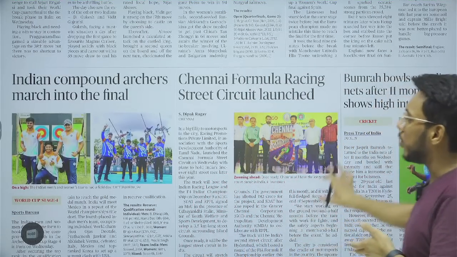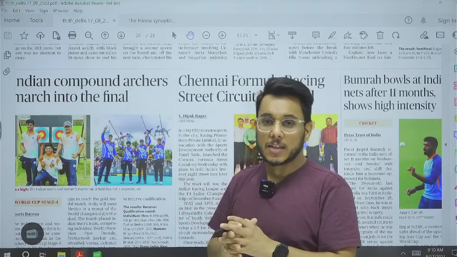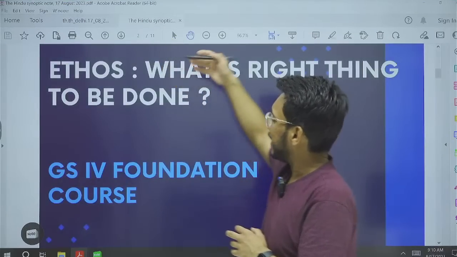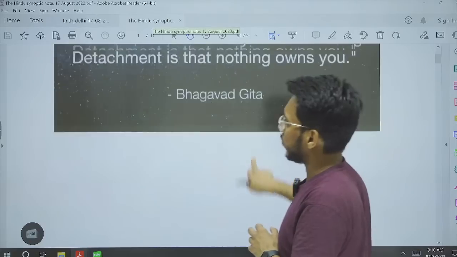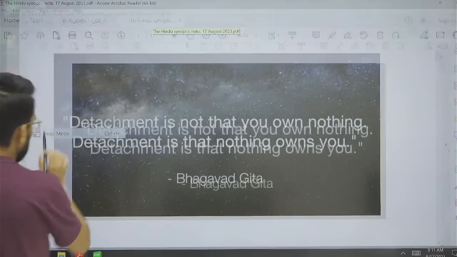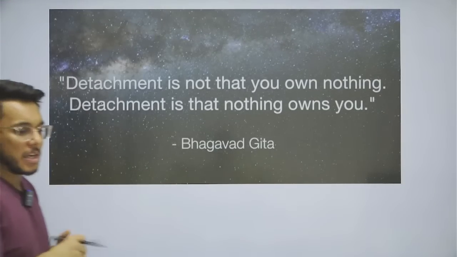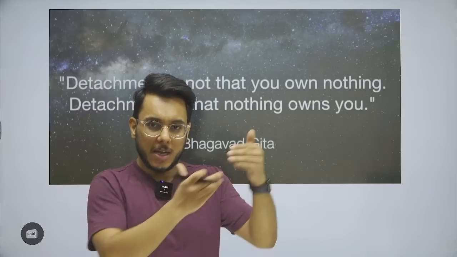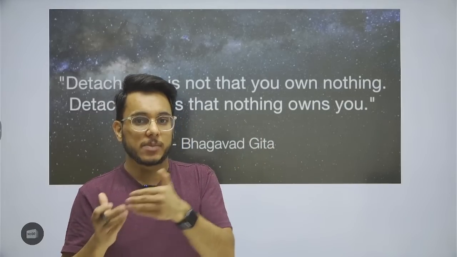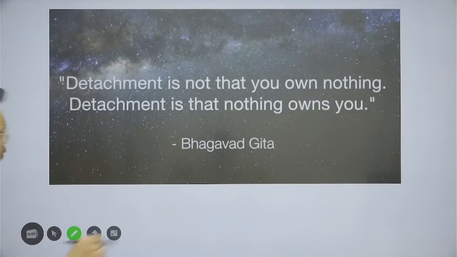Now, moving on, guys, let's take these important and relevant articles one by one in detail. And these were the synoptic notes that I was telling you about, which you can download from our Telegram channel. Now, every class we start with the GS quotation, and the idea of this quotation is to give you some views, opinions, and ideas for our essay paper as well as for GS paper numbers 1, 2, 3 and 4. So today we'll take the quotation from the Bhagavad Gita.